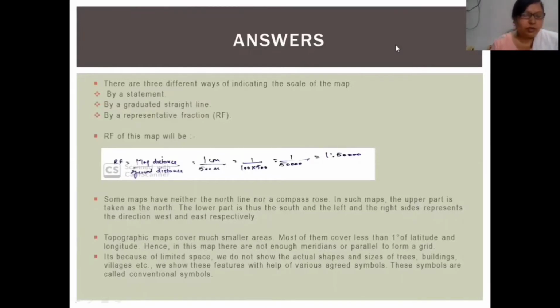And the next question is, what are conventional symbols? And the answer is, because of limited space, we do not show the actual shapes and size of trees, buildings, villages, etc. We show these features with the help of various agreed symbols. These symbols are called conventional symbols.